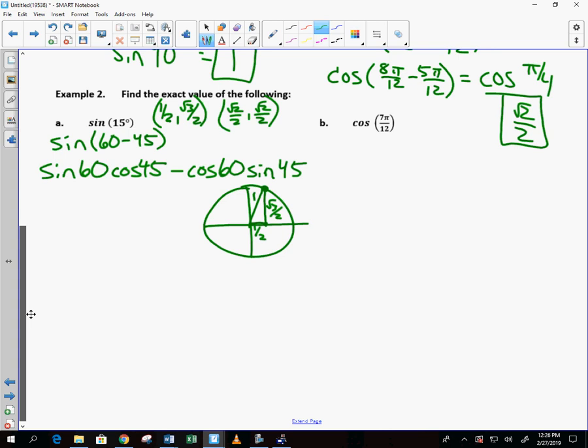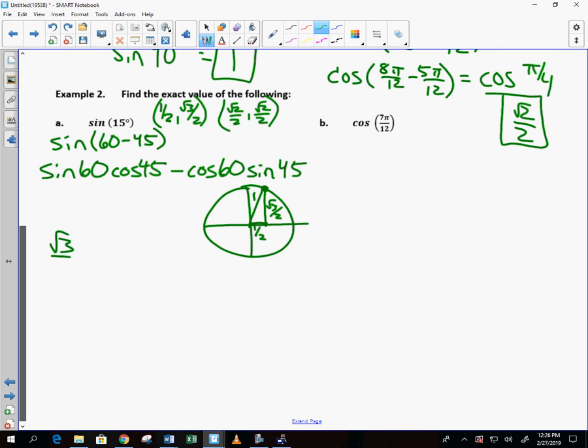I told you a long time ago when we were finding these exact values of sine and cosine that you would have to do that for the rest of trigonometry and for calculus, and I'm not lying. I mean, these continue to come back up all the time. We need to know these. So sine of 60, is that going to be the x value or the y value?